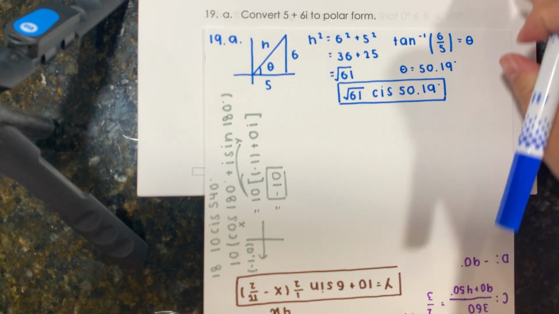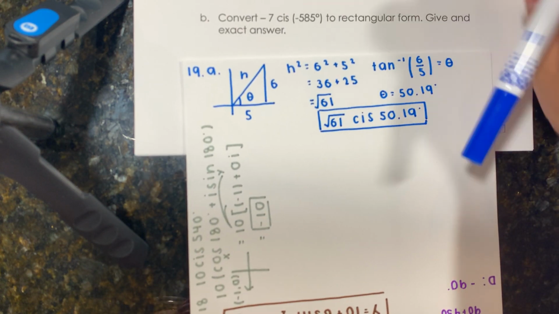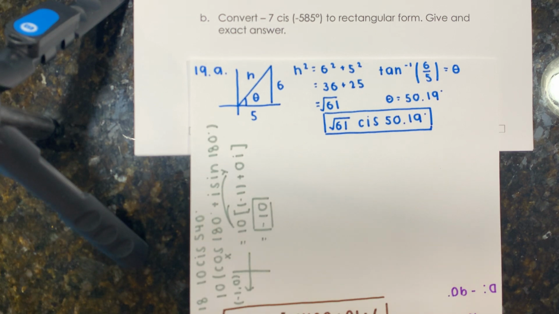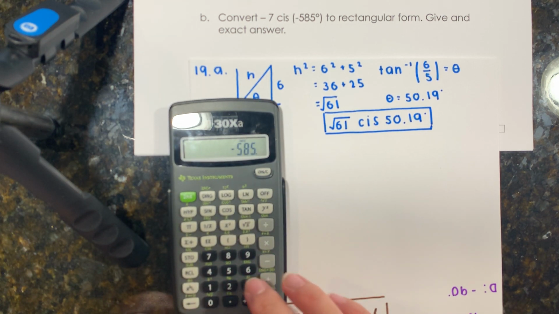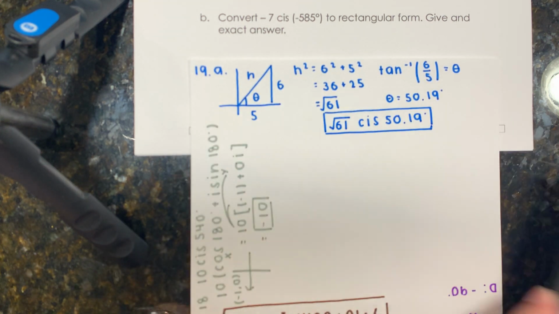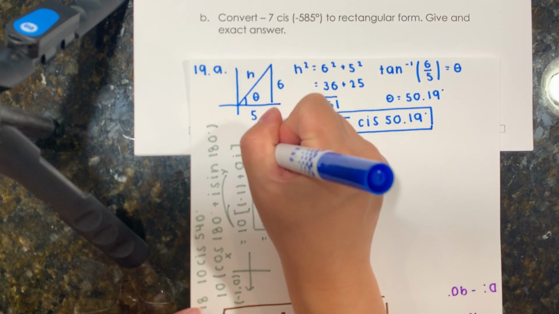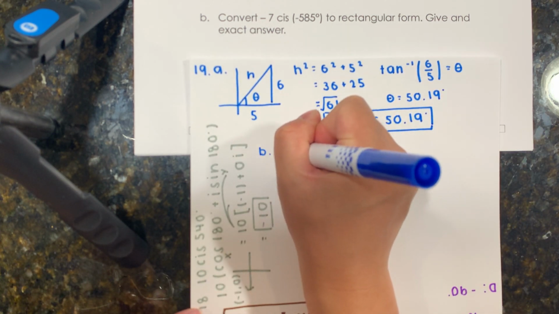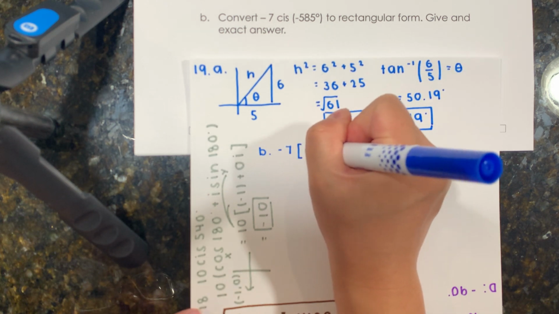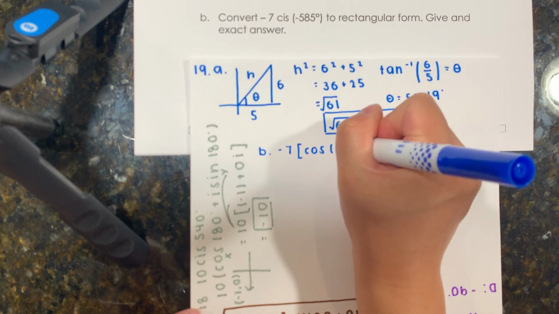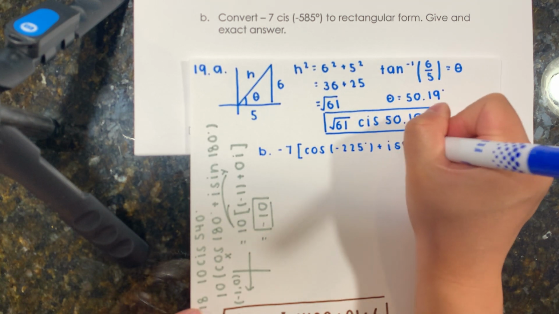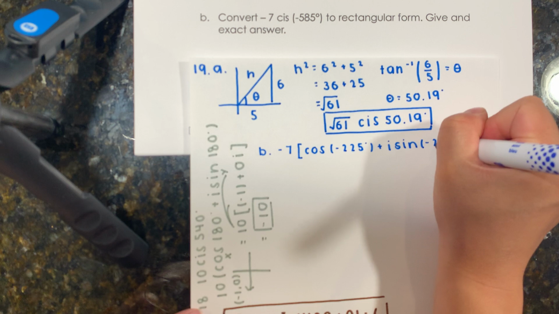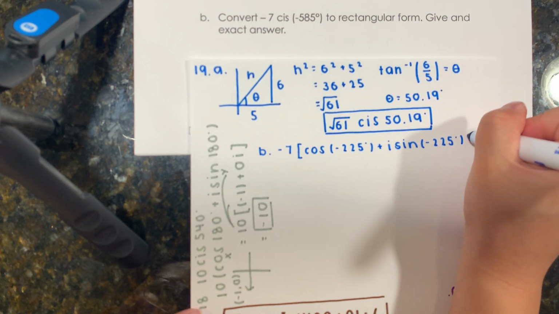And that concludes A, but now we have to do B, which is to convert -7 CIS -585 to rectangular form. So -585 plus 360 is going to be -225. So for B, I have -7 cosine of -225 plus i sine of -225.